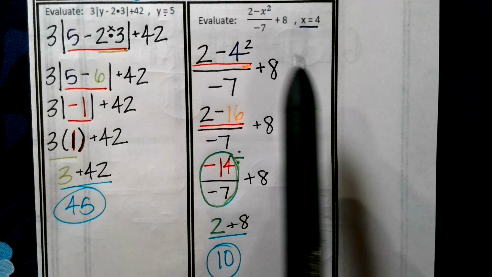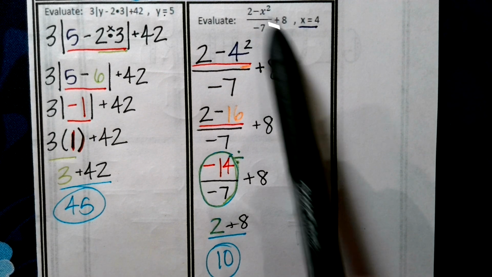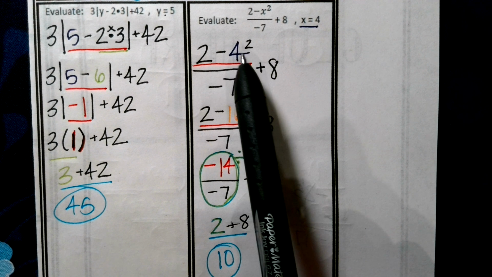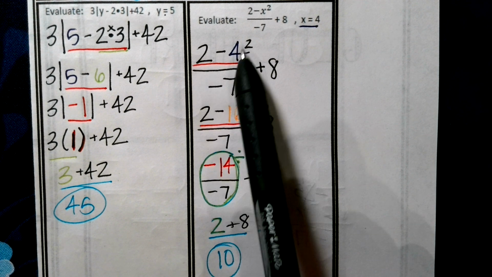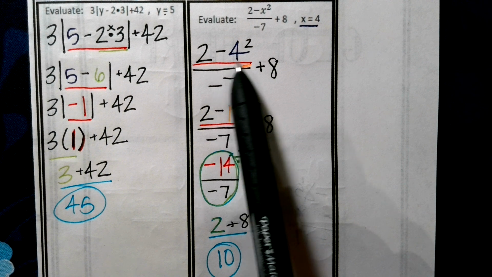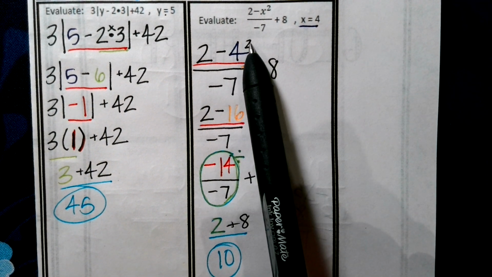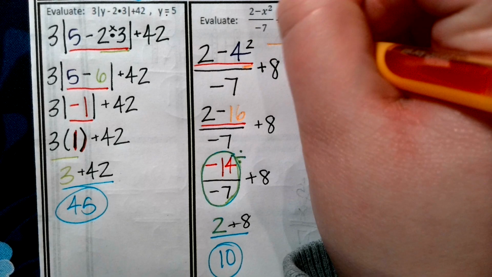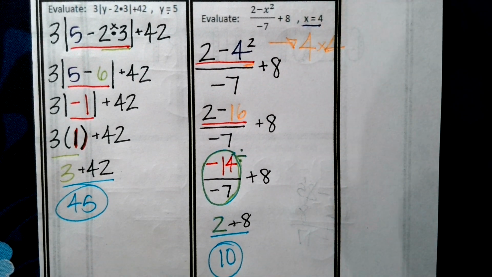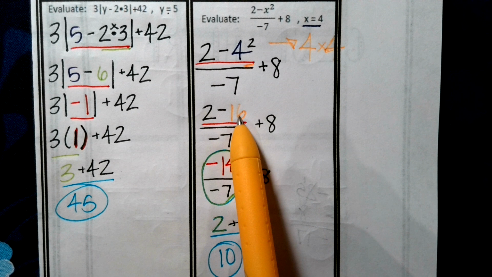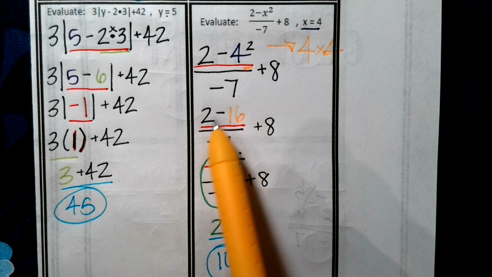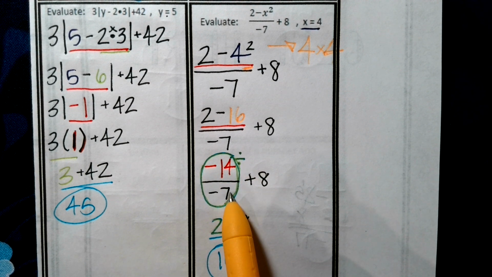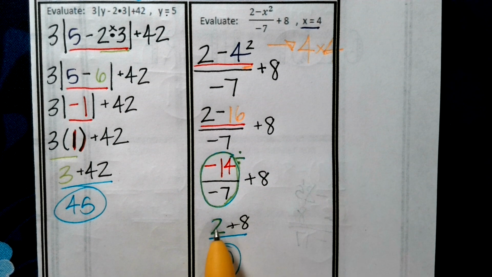First, we got to plug it in. In that grouping up top, the first thing I have to do is that exponent. That exponent comes after the grouping. So 4 squared. Remember, if I square a number, that means I take that number times itself. So that's 4 times 4. 4 times 4 is 16. 2 minus 16 is going to be negative 14. Then I have to do that division of negative 14 divided by negative 7. That gives me positive 2. Positive 2 plus 8 gives me 10.